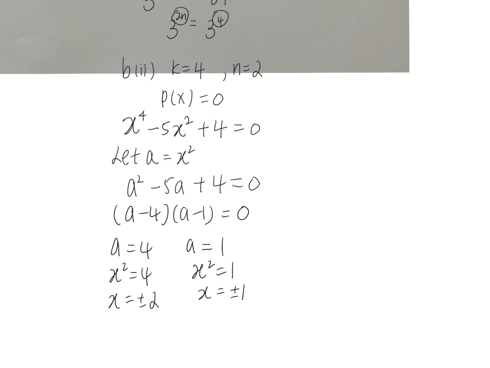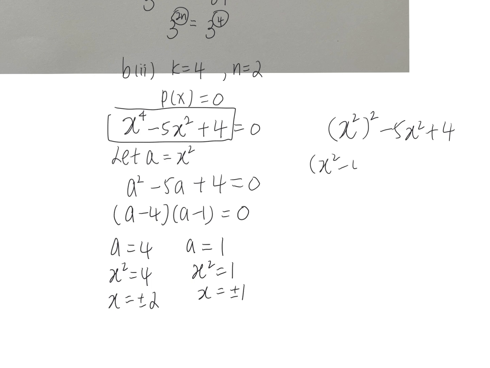This one, another way is you factorize directly. That's all. You see this way. So if you can see that this is x squared minus 4, x squared minus 1, then you can also solve directly.